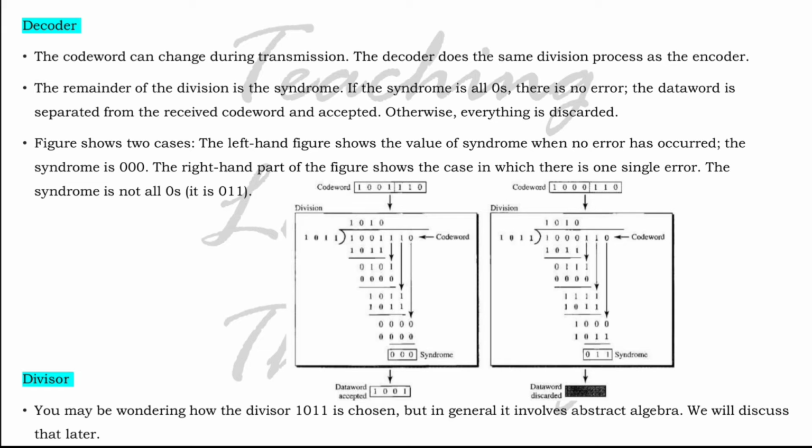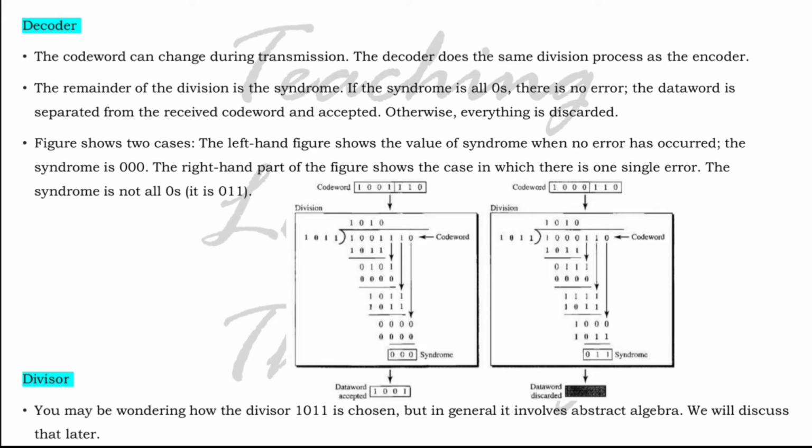1000110, so there is one error. So if you go by the same method that we discussed, we will get a syndrome of 011. So there is one error in the first bit, so we are discarding this from the sender. So this is the process that we are using in the cyclic redundancy check, CRC.